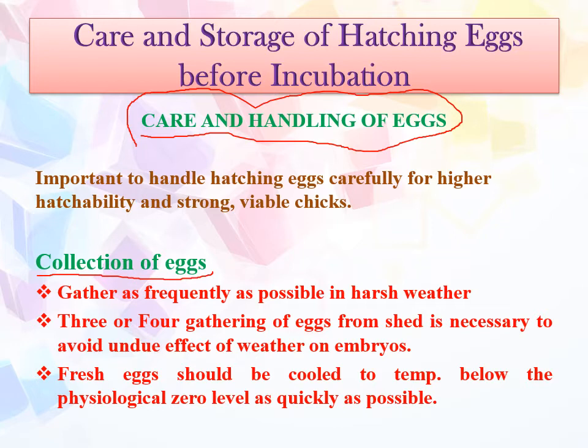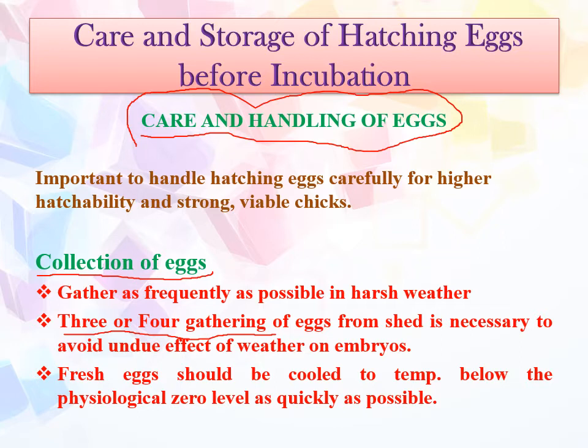So collection of fertile eggs should be as frequent as possible, mainly in harsh regions. Three to four gatherings of eggs from the shed are necessary to avoid the undue effect of weather on embryos, and then they are stored in the egg storage room of the breeder farm at lower temperature.